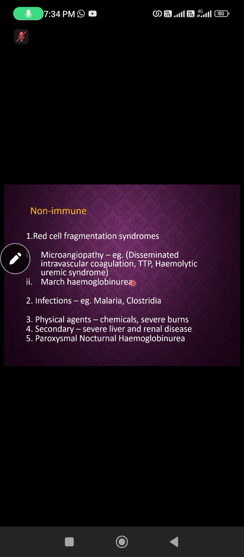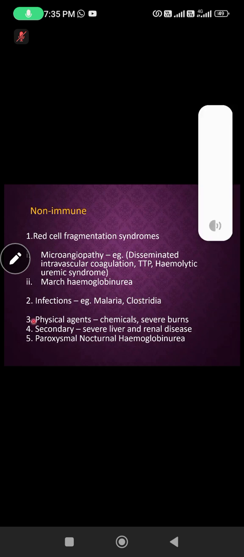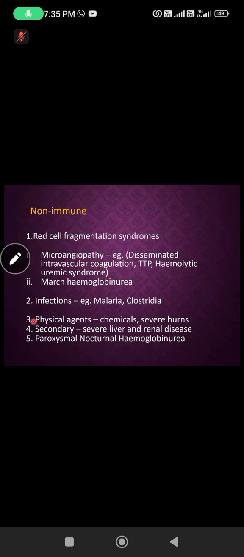Okay, and then infections too can cause red blood cell destruction directly. Malaria, babesiosis, cause direct red cell destruction. Thirdly, physical agents can directly damage red blood cells. Chemical poisoning can cause red cell destruction, and burns, severe burns. The heat, if you are exposed to extreme heat, can cause red cell destruction intravascularly, causing hemolysis.